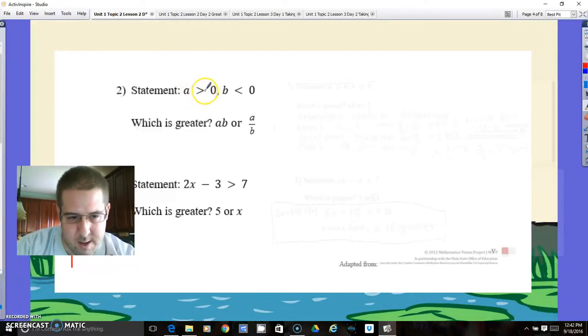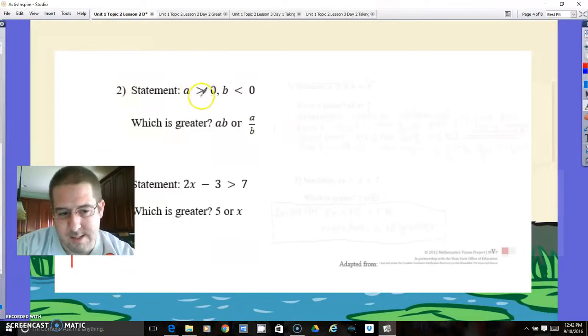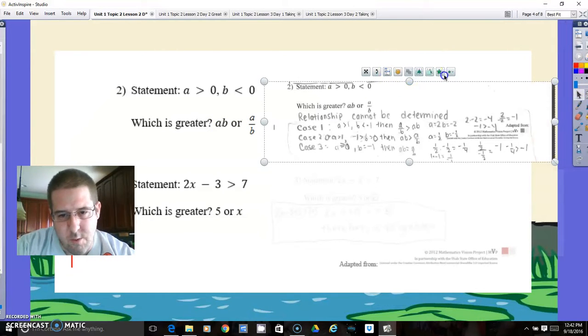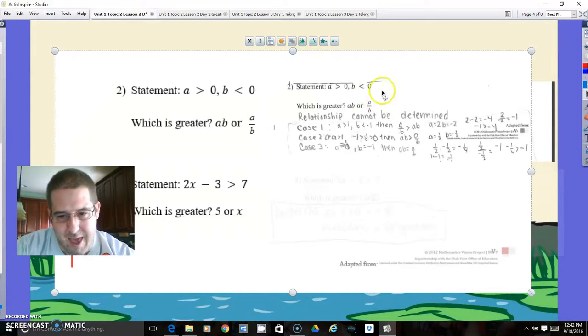So a is greater than 0. That basically tells you that a has to be positive, and then b has to be negative. So which would be greater? A positive times a negative? Well, that's always going to be equal to a negative answer. Or a positive divided by a negative? Well, that's also going to be a negative answer. So this one, it kind of depends on what you make a or b. So it really can't be determined.